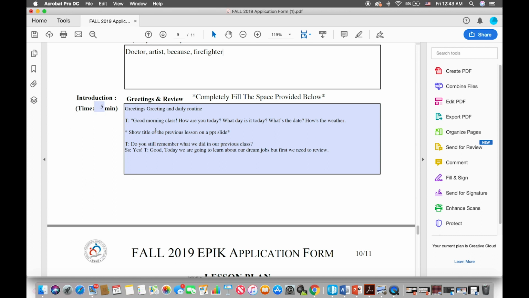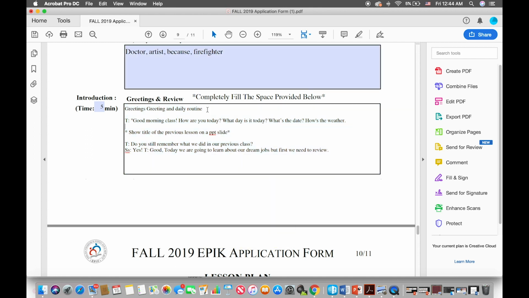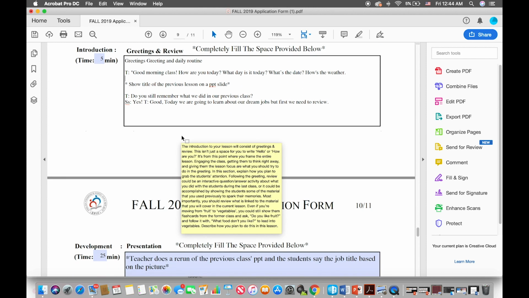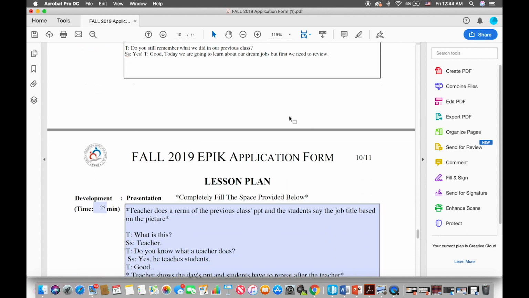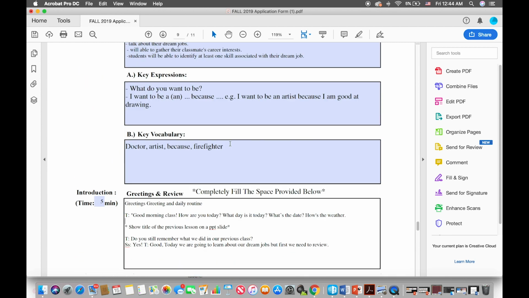For greeting and introduction, I use 5 minutes because in my real classes I usually keep it really short. And as you can see, it's like daily routine, good morning, and a brief review of the previous class and what we will do today. Specify that today we're going to be learning about our dream jobs.